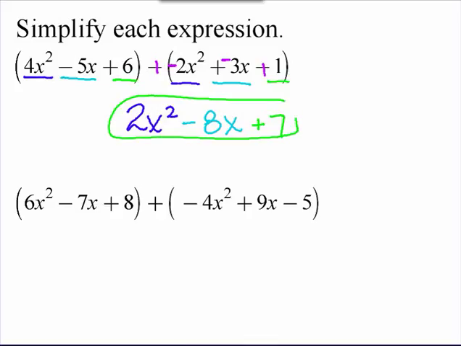There you go. With that in mind, I want you to do the next one for me. Should be fairly straightforward. Shouldn't take you a whole lot of time. You might not even need to write the problem down.